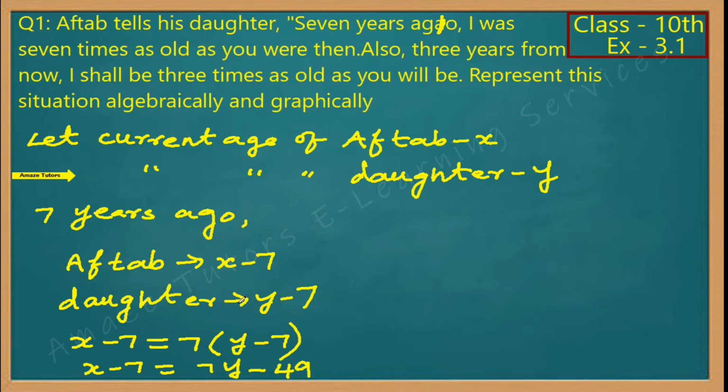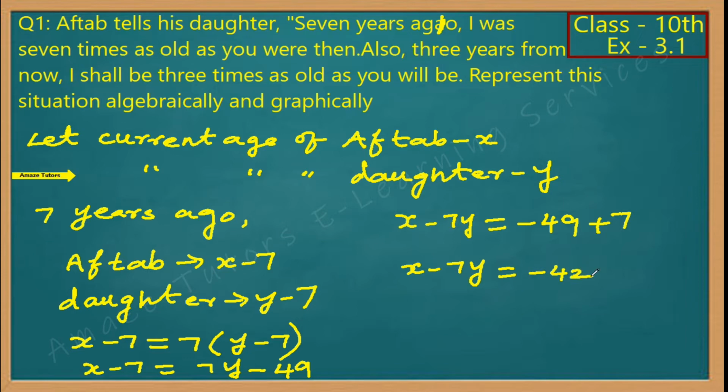I am going to simplify this further, and make it a linear equation in the form ax plus by equals c. Now take 7y to the left side and negative 7 to the right side. When you take 7y to the left side, it is minus 7y, equal to negative 49 already there, and this minus 7 will become plus 7. Now x minus 7y is equal to negative 49 plus 7. Different signs, so we need to subtract and keep the larger number's sign, negative 42. Let this be equation 1.